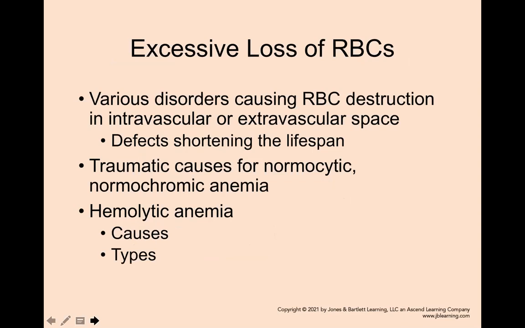When somebody has excessive loss of red blood cells, this could be for a number of different reasons. Usually it's traumatic, it can be during a surgery, but during that, the bone marrow increases production to replace the red blood cells. The blood is normocytic and normochromic.